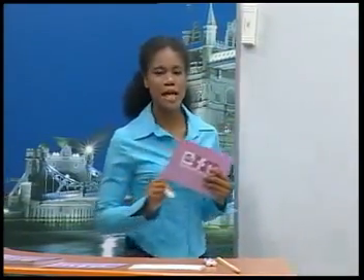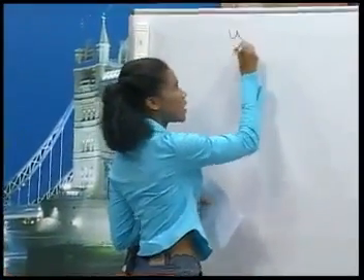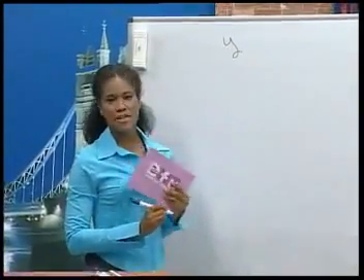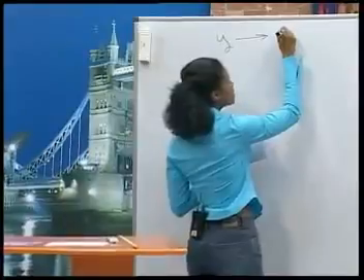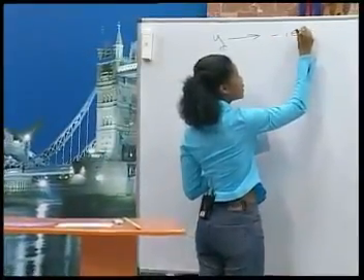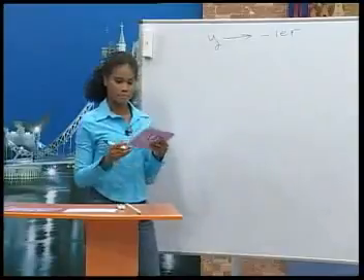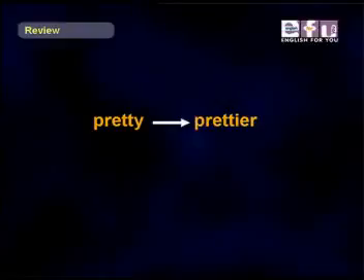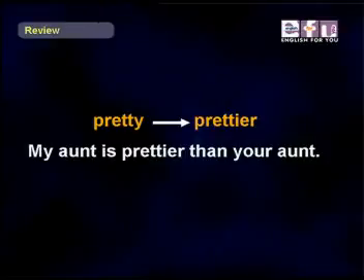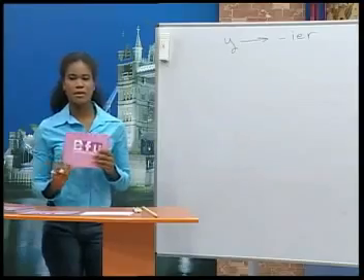We need to learn that for two or more syllable adjectives that end in Y, in the comparative adjective form, we must drop the Y and add I, E, R instead of the Y. Here are some examples. So pretty, which ends in Y, in its comparative form becomes prettier, no Y, I-E-R. My aunt is prettier than your aunt. Another example.